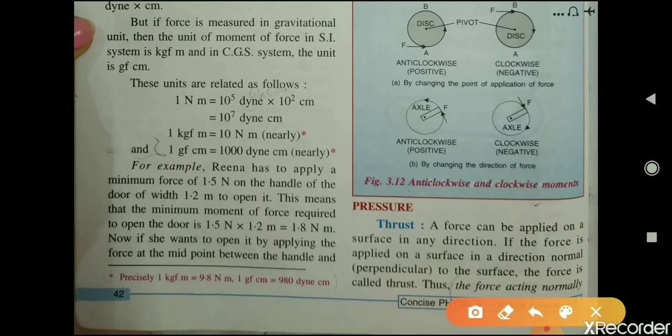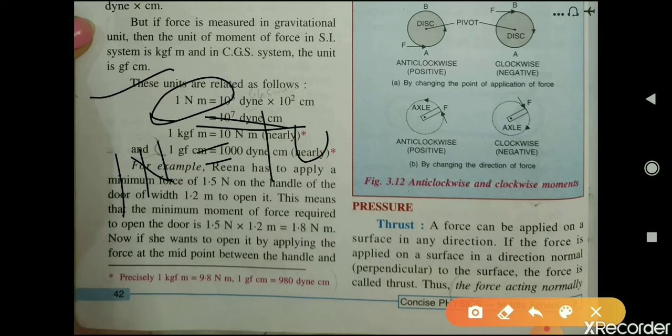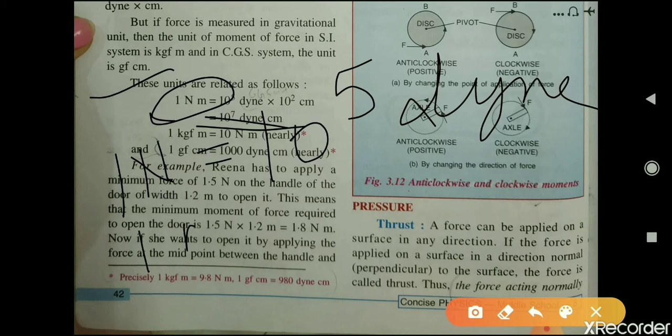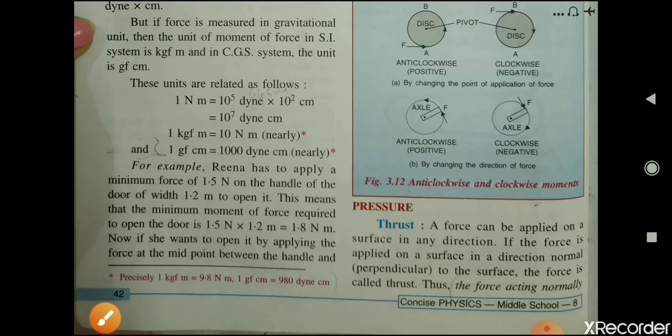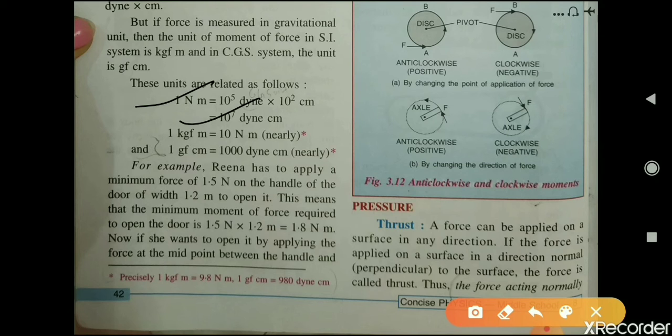These units are related as follows. 1 Newton meter is equal to 10 raised to the power 7 dyne centimeter, because 1 Newton is equal to 10 raised to the power 5 dyne, and 1 meter is equal to 10 raised to the power 2 centimeter. 1 kgf meter is equal to 10 Newton meter, and 1 gram force centimeter is equal to 1000 dyne centimeter.